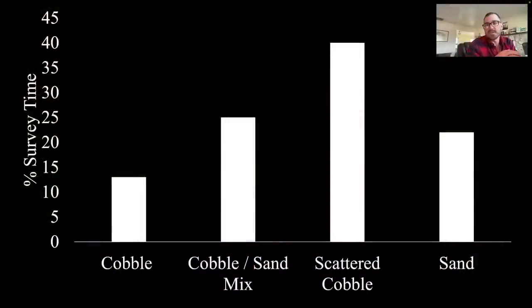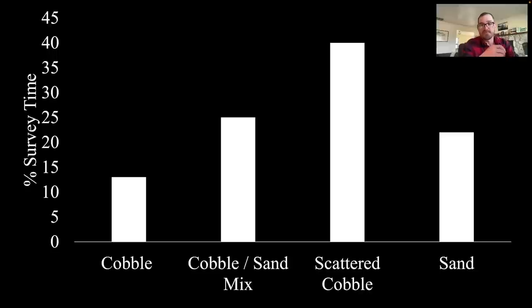So like I said, I did about 60 minutes of drift and filming on the Columbia River. And one of the first things we really need to look at in terms of habitat selection or looking for habitat preferences is we have to look at how much effort I made in each different habitat type. And so what I ended up doing is I broke up the habitat into four different categories.